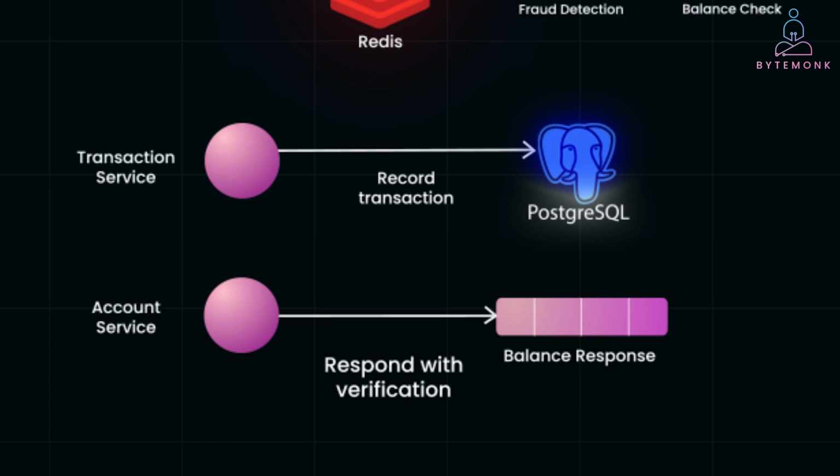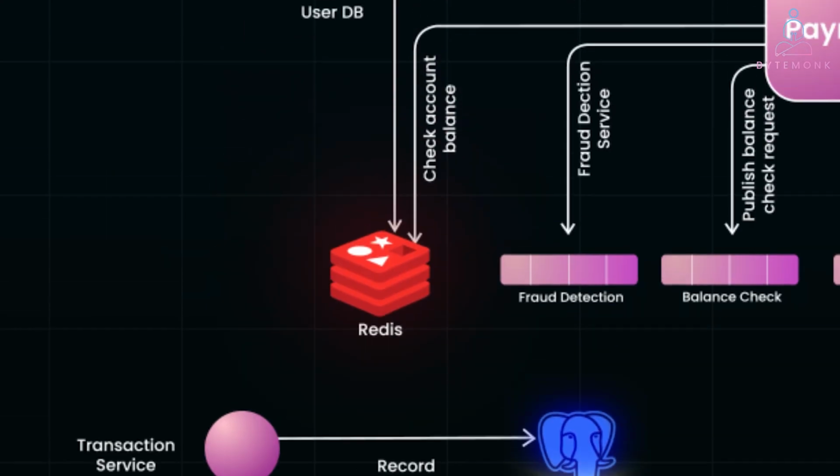And once the transaction is successfully recorded, the payment service sends a message to the account update queue in Kafka, notifying the account service to update the user's balance. The account service consumes the message, deducts the payment amount from the user balance in the PostgreSQL database, and updates the balance in Redis for future transactions.